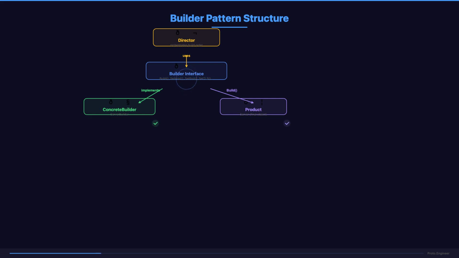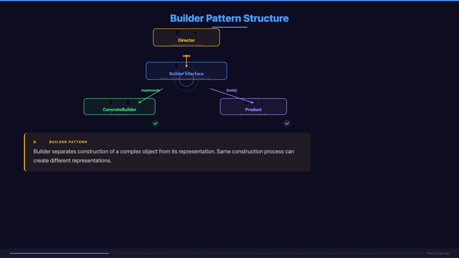Fourth, optionally the director. A director encodes a particular construction sequence. For example, a production server director always enables TLS, sets high timeouts, and configures logging. The key insight is separation of construction from representation. The same builder can construct different configurations. Required parameters go in the constructor. Optional parameters use fluent with methods. The build method can validate before creating the object.